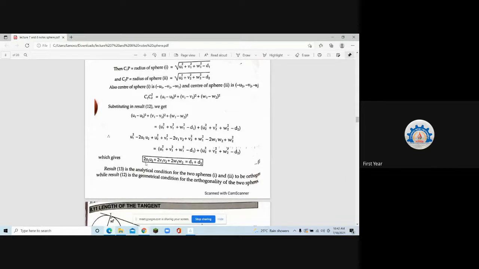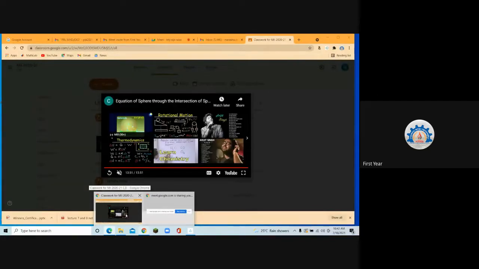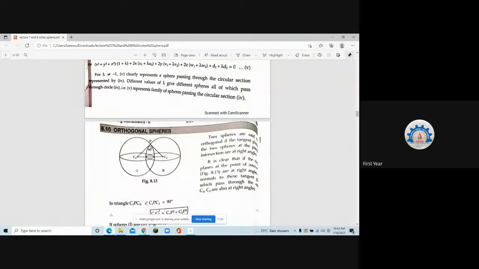So this we are going to use to prove that two spheres are orthogonal. Is it okay? You will get this condition. This is algebraically, geometrically it looks like this. Clear? Anybody has any doubt, you please ask. If you have doubt, or if you want me to prove it, then I will prove it also.